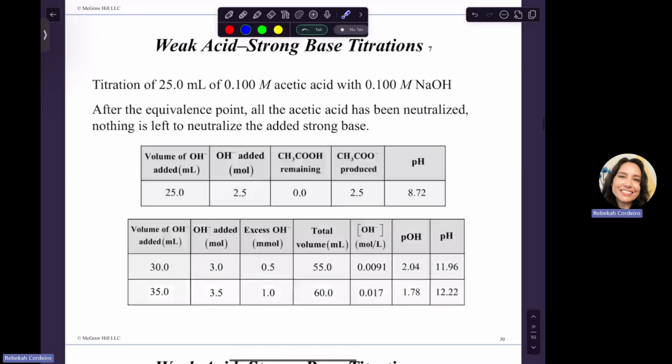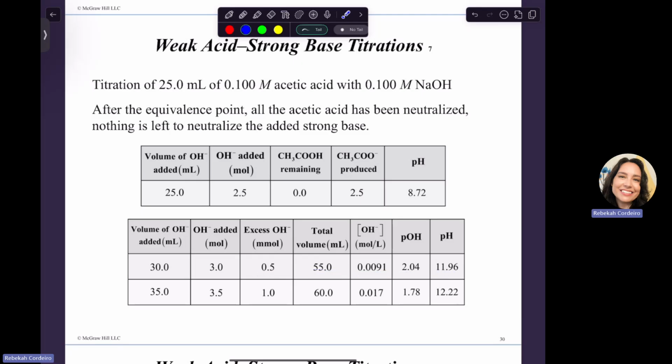After the equivalence point, all the acetic acid is neutralized. So anything we add is just going to be OH. So all we need to do to find the pOH is look at how much OH we have, divide it by the total volume, get my molarity, pOH, and pH.